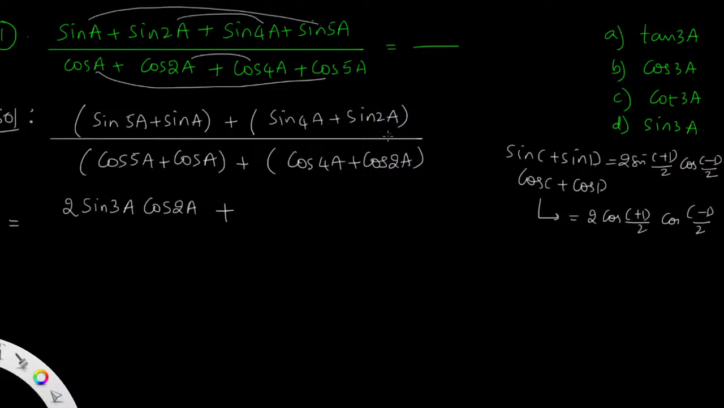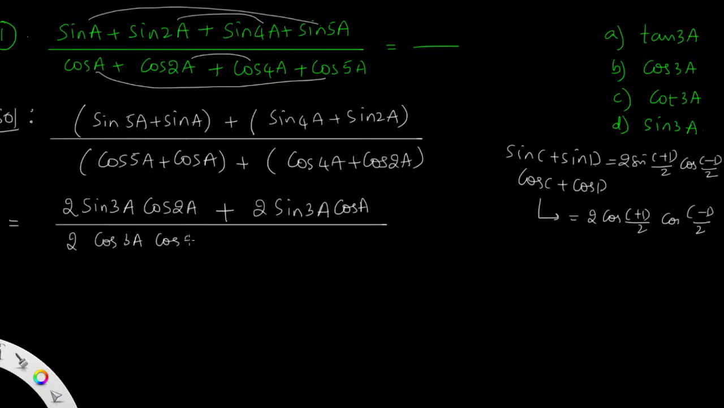And then the next one is also the same thing. So 2 sin (C plus D) by 2, (4A plus 2A) by 2, that is 6A by 2, nothing but 3A, and cos of (4A minus 2A) by 2, 2A by 2, nothing but A. Then divided by the cos C plus cos D formula: 2 cos (C plus D) by 2 into cos (C minus D) by 2, and similarly for the other pair.